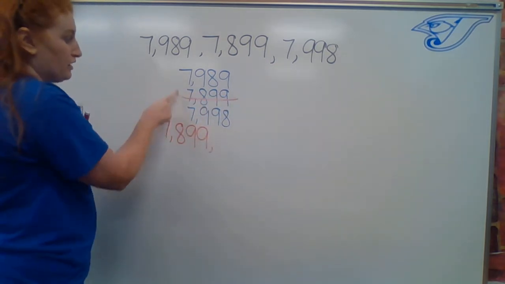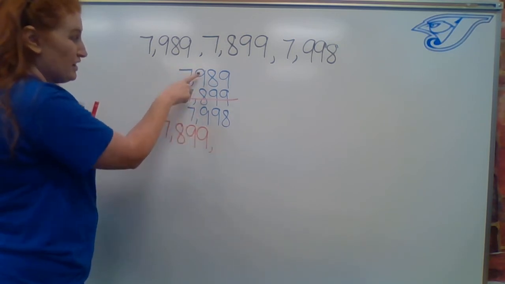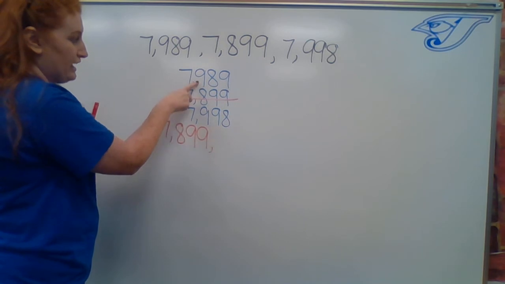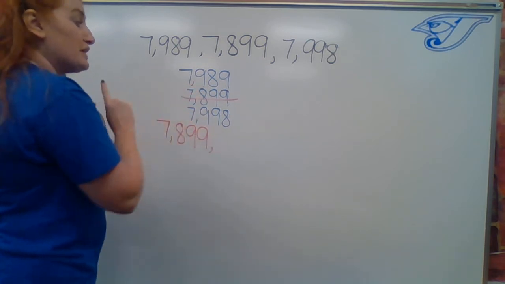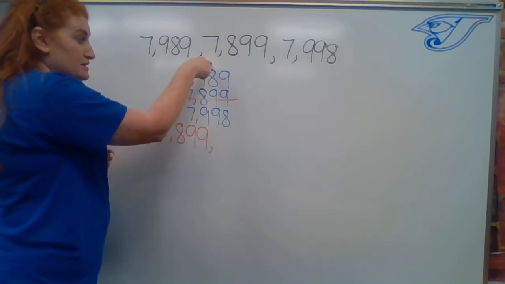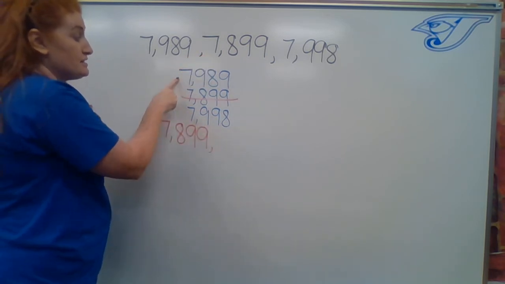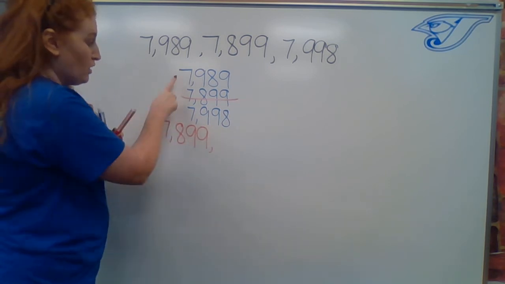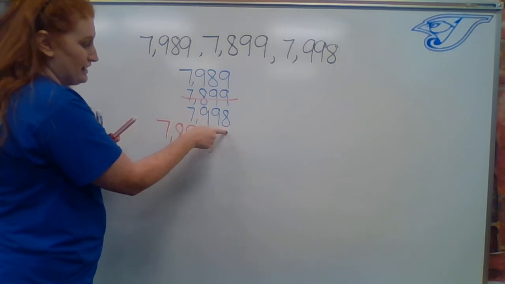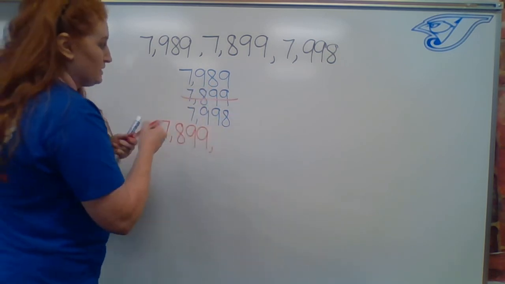Now we're going to compare our two remaining numbers, and then we're in the hundreds place. Both of these numbers have a 9, so we can't use the hundreds place to determine that. So now we're going to go to the tens place. Here we go. In the tens place, I have an 8, and in the tens place, I have a 9. This tells me that 7,989 is smaller than 7,998 because there's an 8 in the tens place here and a 9 in the tens place there.